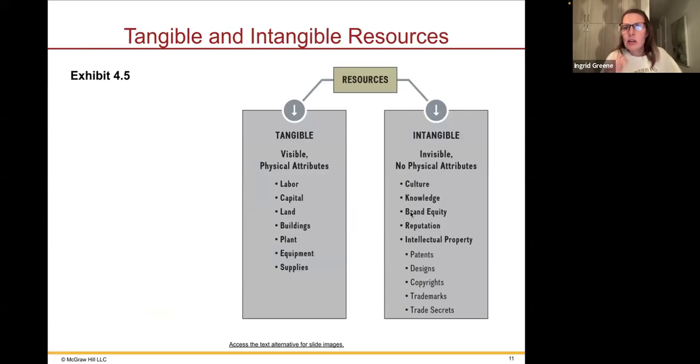So intangible are like culture, knowledge, as I mentioned, human resources, organizational behavior ideas, managing people, brand equity, reputation, and intellectual property as well. Really huge investments that a company makes. And that traditionally, there's much more value in these intangible resources than they are in the tangible ones.